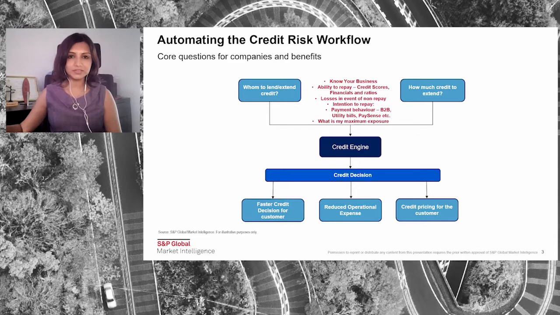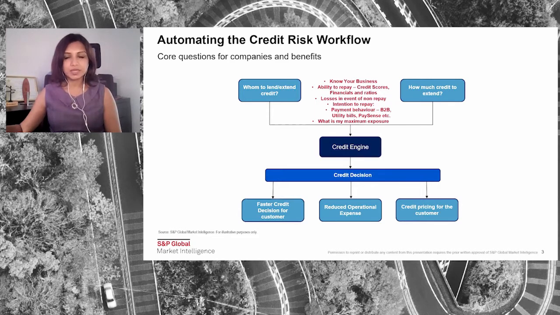Now, to answer those questions, you may need to take on board a plethora of information. Normally, at a minimum, they will need to access KYB information for the business they're considering, as well as data sets around firmographics, which will normally help there. Understanding the ability of the company to repay their debt, ideally utilizing credit scores such as RiskGauge from S&P Global, financial data, ratios, quantification of losses in the event of non-repayment, which a loss given default model can help with, such as LossStats.